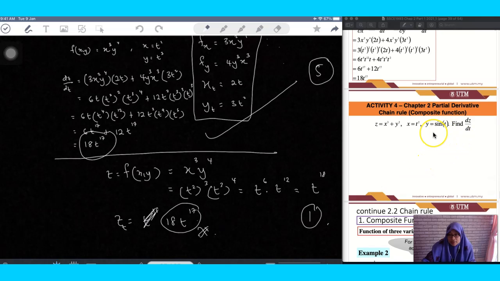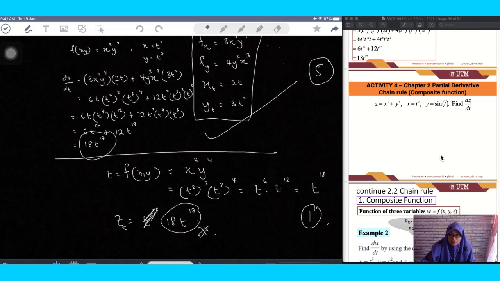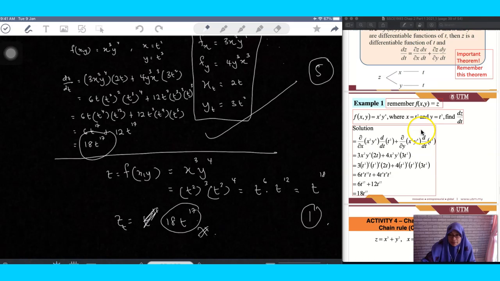So this is another example that you can try. Because of the type of function, we have a two-variable function and there is only a single t, and find dz over dt. So the formula should be the same. So your chain should be the same, the chain rule.